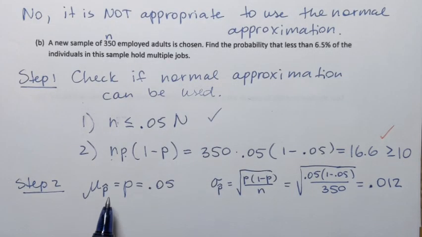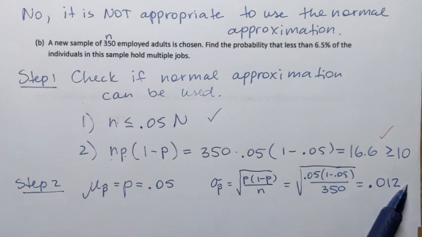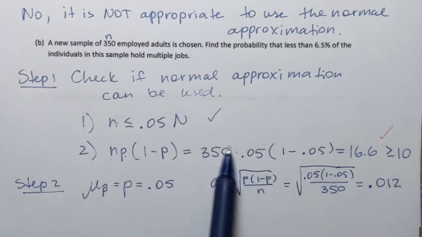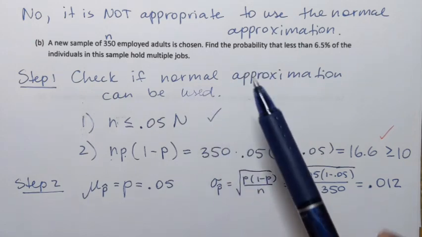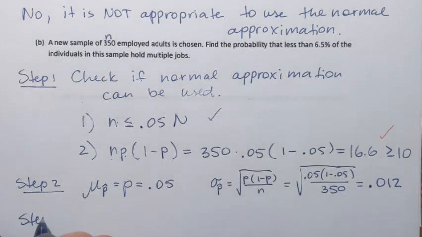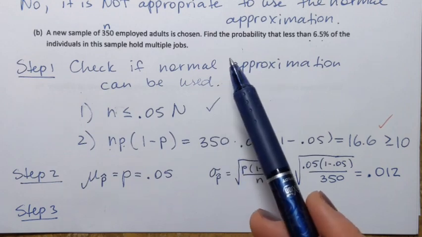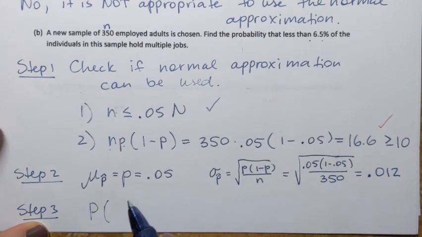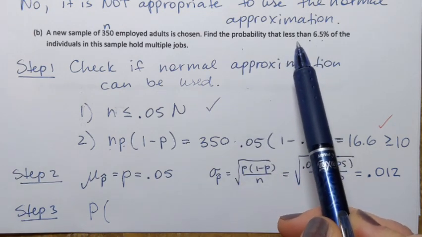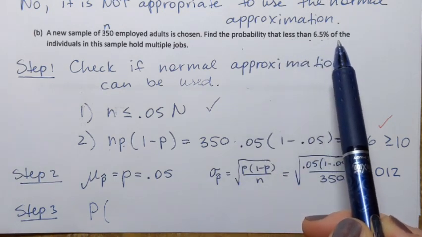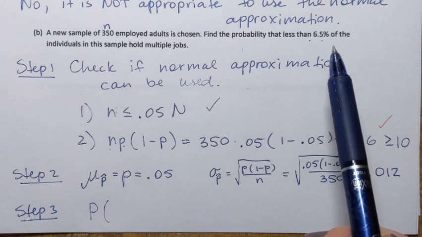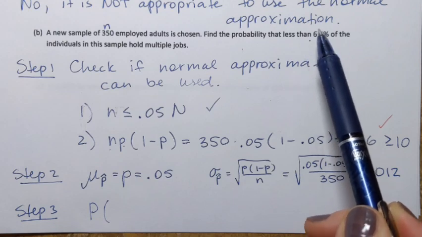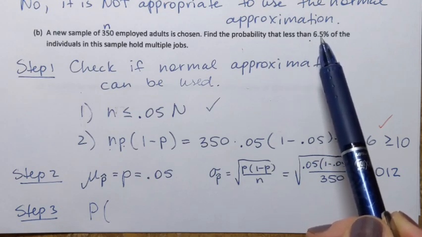So now, once we described that distribution, we described its center, and we described its spread by calculating standard deviation, now we can answer the question. So step 3, we're going to answer the question itself. So we're going to find the probability that in that sample, less than 6.5% of the individuals hold multiple jobs, right? So it means that 6.5 represents proportion, that's sample proportion.